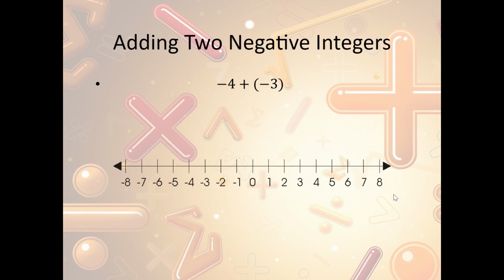Now if we add two negative integers, so we have negative 4 plus negative 3, we're going to start here at negative 4. And we're going to add the opposite, right? Instead of going to the right, we're going to flip and go to the left. So we're going to go to the left, 1, 2, 3. And we end up right here at negative 7.